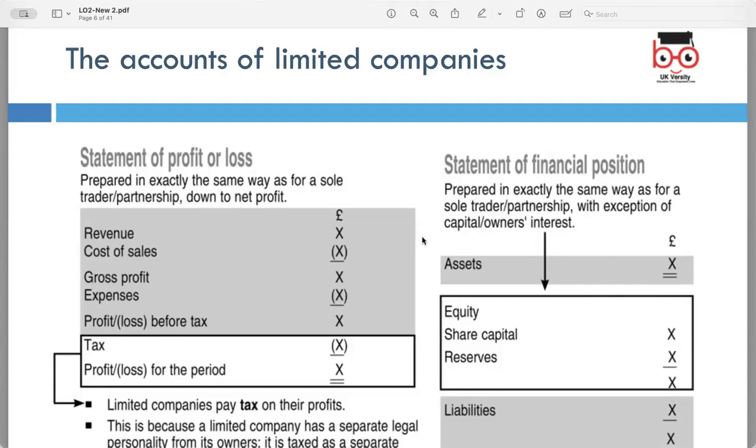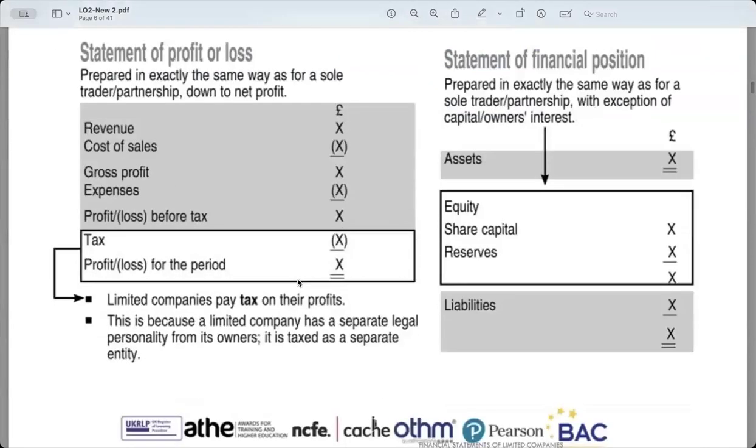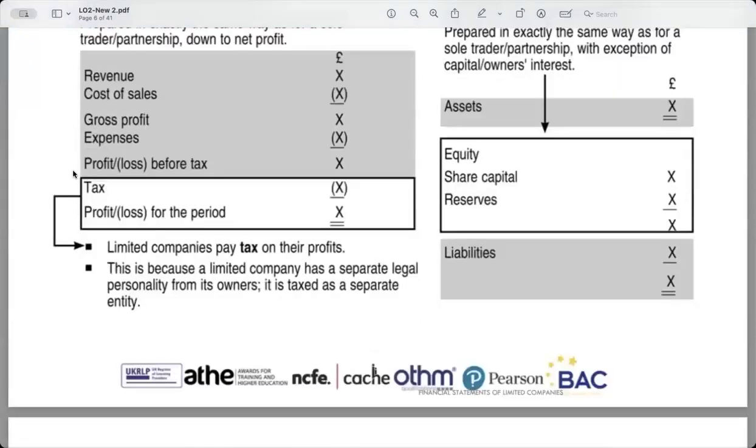Here you can see the specified format for a limited company's financial statements: revenue, cost of sales, gross profit, operating expenses, distribution costs, administrative expenses. Then profit from operations, finance cost, profit before tax, tax, profit for the year.